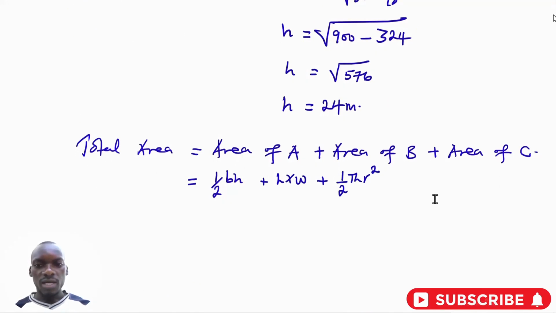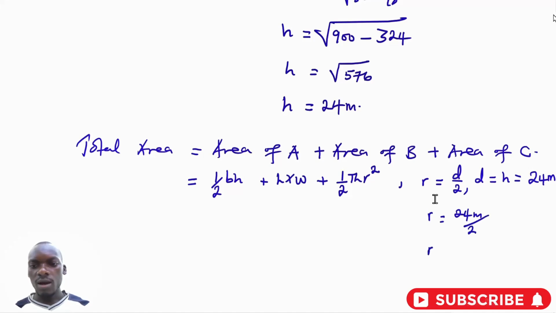And now, before we substitute, we ask ourselves what is r. So r equals diameter divided by 2. But in here, we know that the diameter equals h, which is equal to 24 meters, implying that our r is equal to 24 meters divided by 2. So our r equals 12 meters.